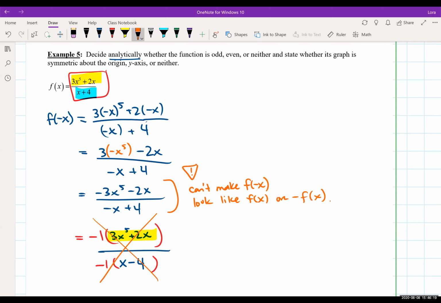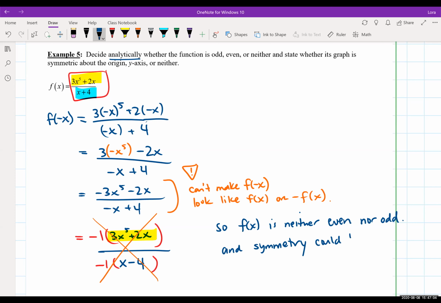And if that is the case, we have a function that is neither even nor odd. So we can state it. It's quite okay if you just want to say neither, but I'll be formal because I'm on camera. So f of x is neither even nor odd. And if you're not odd and you're not even, you can't be symmetric about the y-axis or the origin. So the symmetry is neither. So the neithers kind of go together, and that's kind of nice. I like it when math is somewhat consistent.